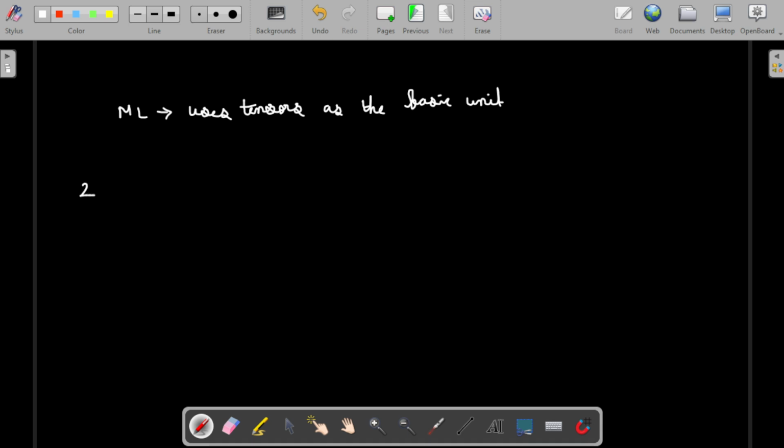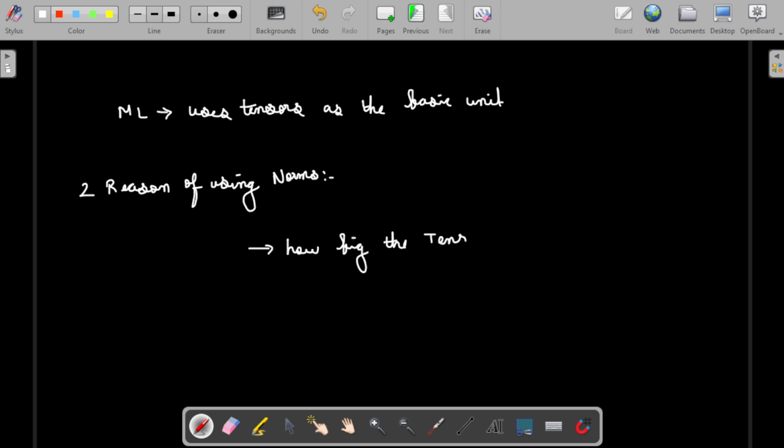So there are two reasons to use norms. One is to find out how big the tensor is. The second reason is how close one tensor is to another.